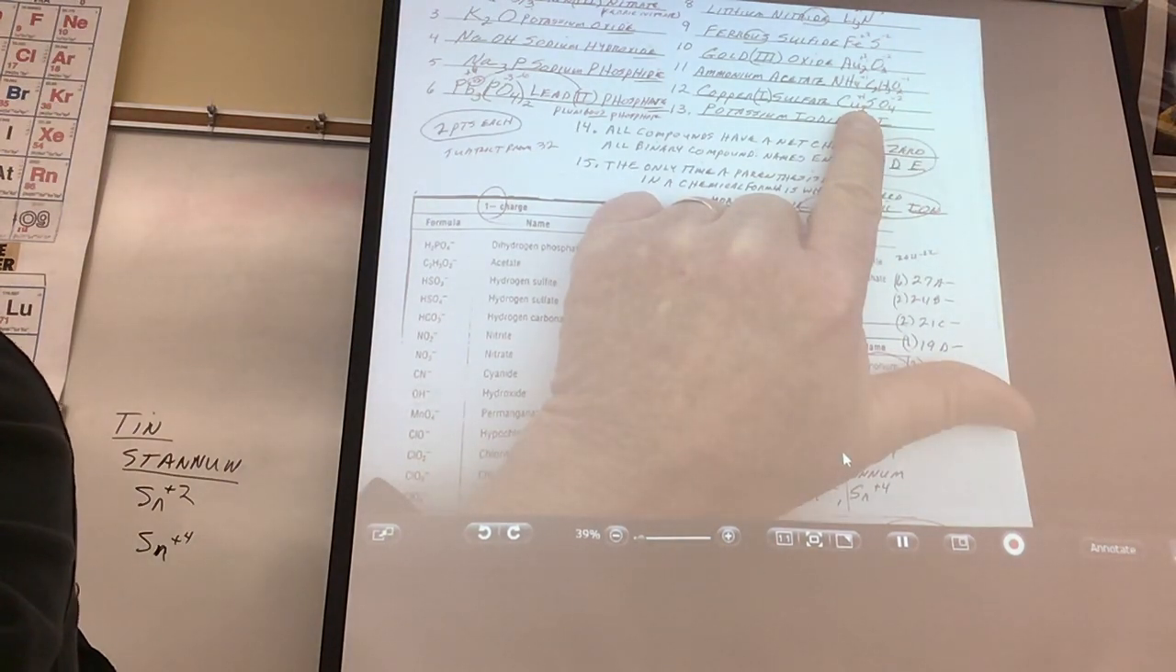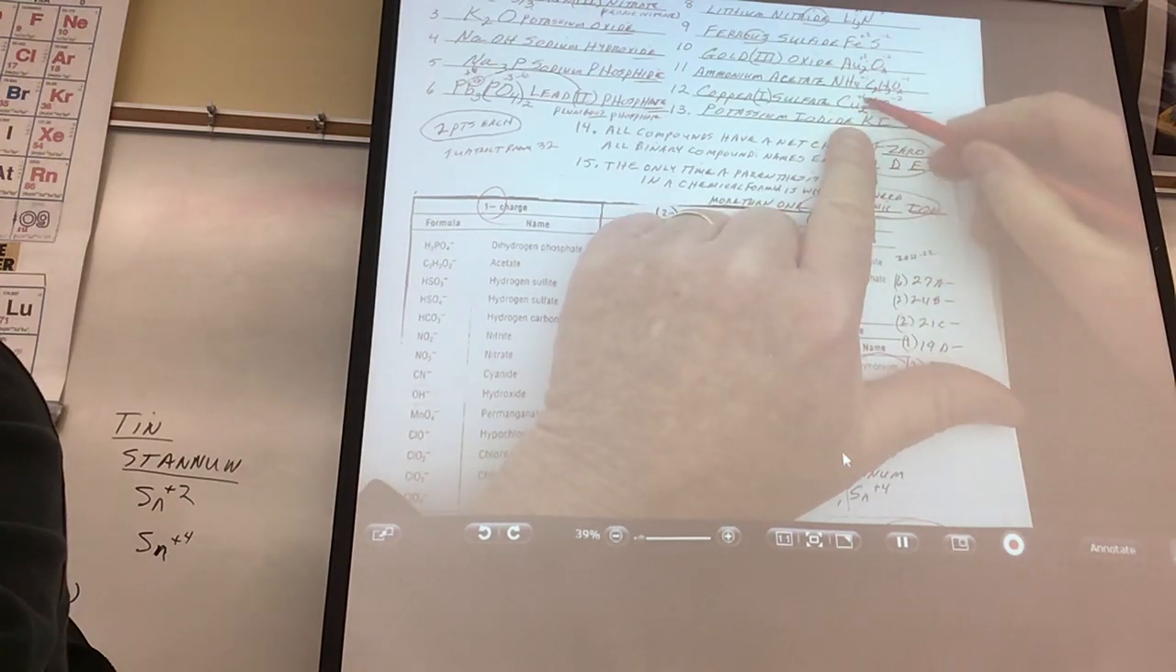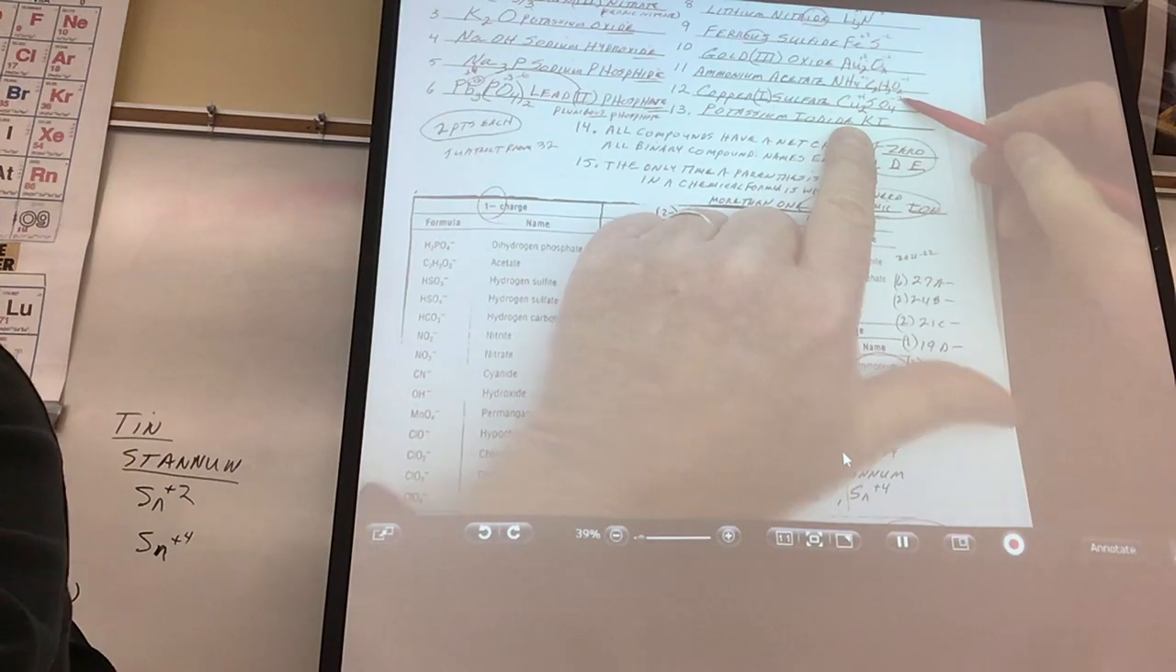What do you think, Matthew? How do you fix that? Copper's +1 and sulfate's -2. How do I fix that? Yeah, 2 times +1 is +2, isn't it? What's +2 and -2? That's what we want.